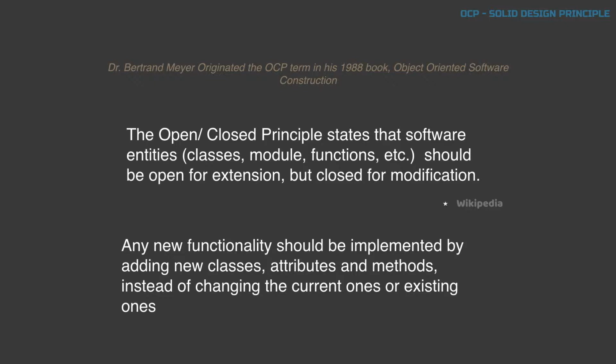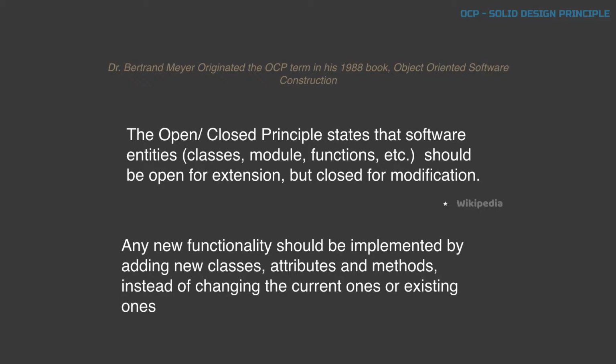The open-close principle states that software entities like classes, modules, and functions should be open for extension but closed for modification. I got this definition from Wikipedia, but throughout today's video we will be talking about open for extension and closed for modification. We'll get a better understanding once the video is finished. Any new functionality should be implemented by adding new classes, attributes and methods instead of changing the existing ones. Once we get into the example it will become more clear.